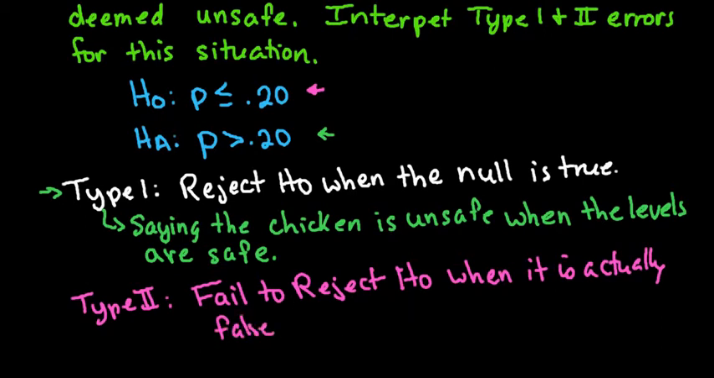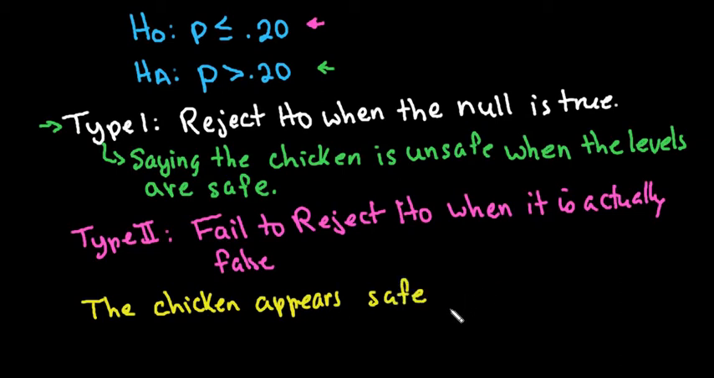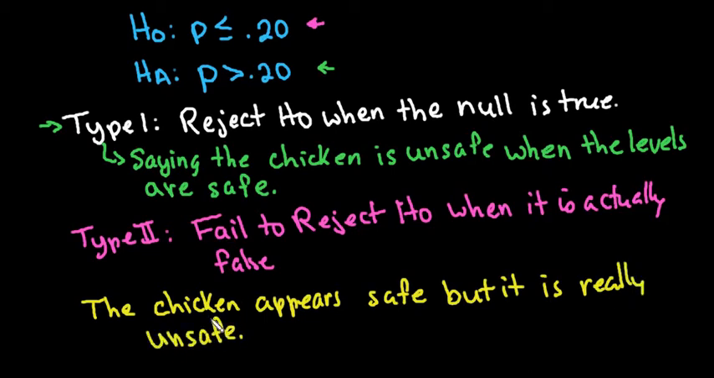Okay, so what we're saying here is that the chicken appears safe, we go ahead and package it up and send it out for production and send it out for people to buy at the stores. But in actuality, the chicken appears safe, we deem it safe, but it is really unsafe. And most of the time, if they find that the chicken is safe, they're going to go ahead and sell it. They're not going to continue to test. They're just going to sell it out there. The chicken looks good. The salmonella levels are good. They'll send it out to the store.